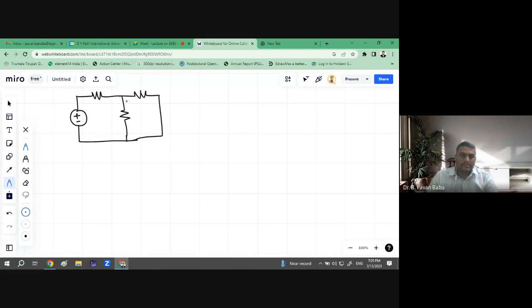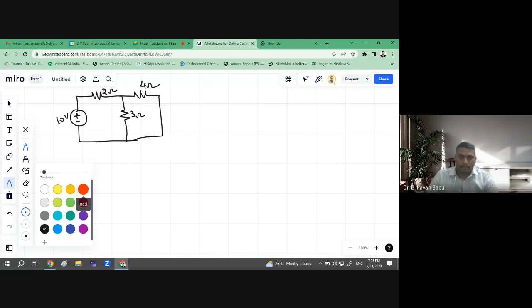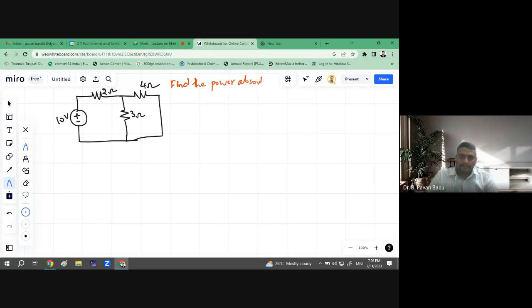Okay, so this is a simple circuit. Let it be 10 volts. This is 2 ohms, 3 ohms, and 4 ohms. So this is the circuit. So we need to find the power absorbed by 3 ohm resistor.